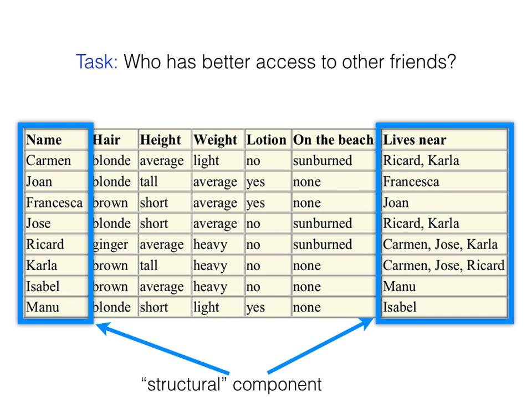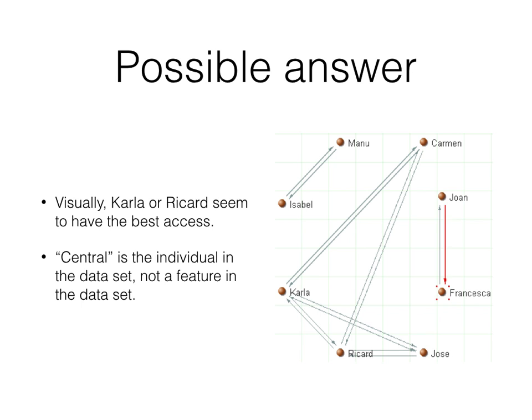Okay, let's look at another problem. Here we're trying to understand who has better access to their friends. And we're going to look at just the name of the person, and the last column is who they live near. So for example, the first row, the first instance is saying Carmen lives near Ricard and Carla. And one way to answer this problem is to draw a dot on the page for each person and then draw an arrow between the two dots if they live near each other. And if you were to do that, you get this kind of diagram.